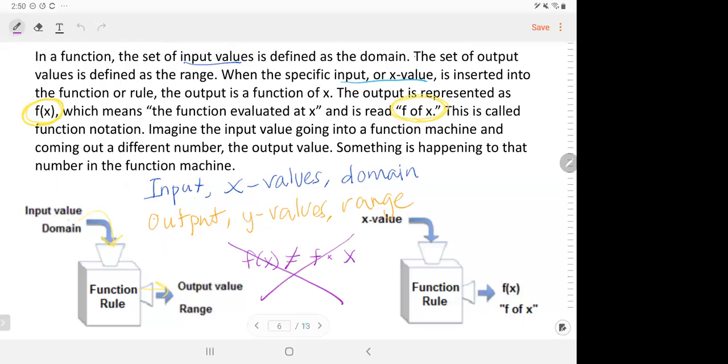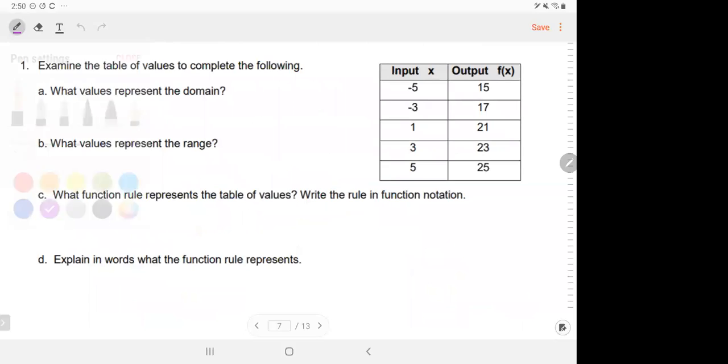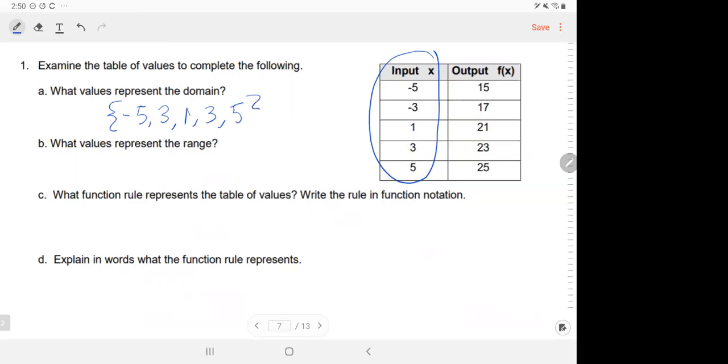So if we go back and look at the domain, it's right up here. The domain is the x values. So I'm going to use blue still. All of our input will be our domain. And we're going to use these little curly brackets to represent and just write -5, 3, 1, 3, and 5.